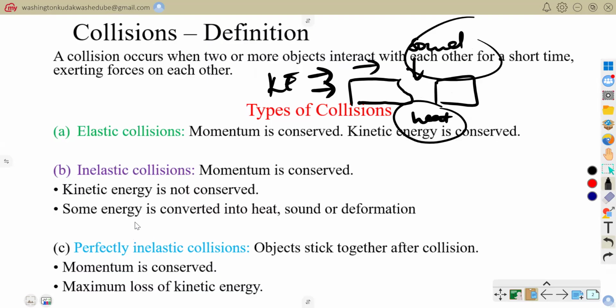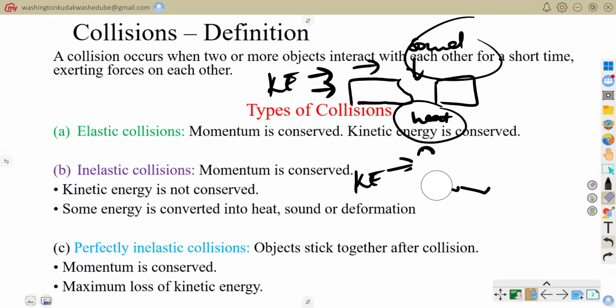And then we have what we refer to as perfectly inelastic collisions. This is when you see that the two objects stick with each other and then they move together. Whenever two objects collide and stick together and move together, that is what we refer to as a perfectly inelastic collision. And there we know that momentum is always conserved, but maximum loss of kinetic energy occurs.